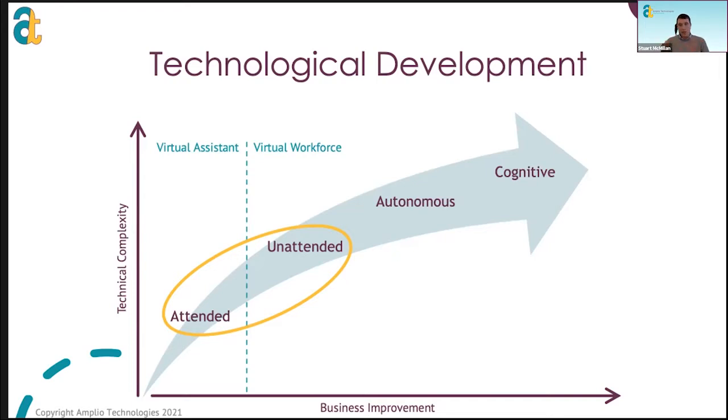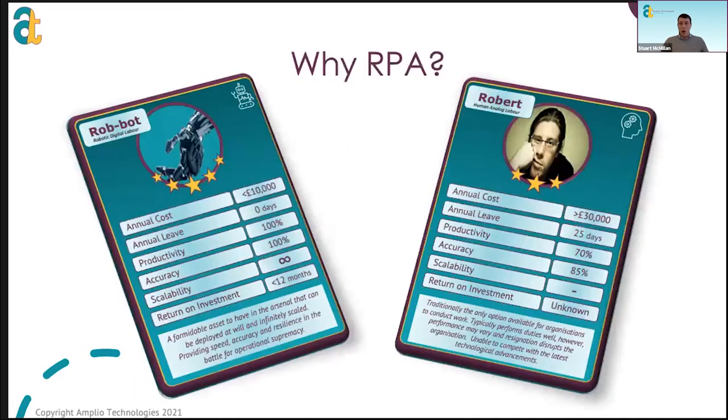And what that does is takes the monotony away from their staff and allows them to focus on, as I said, the more cognitive parts of their role that require human judgment. And the robots will just be there and just churn the engine, as it were, just keep business ticking over. So why RPA? When compared side by side with their human counterparts, the robots are far superior in that narrow focus that they're programmed to do.